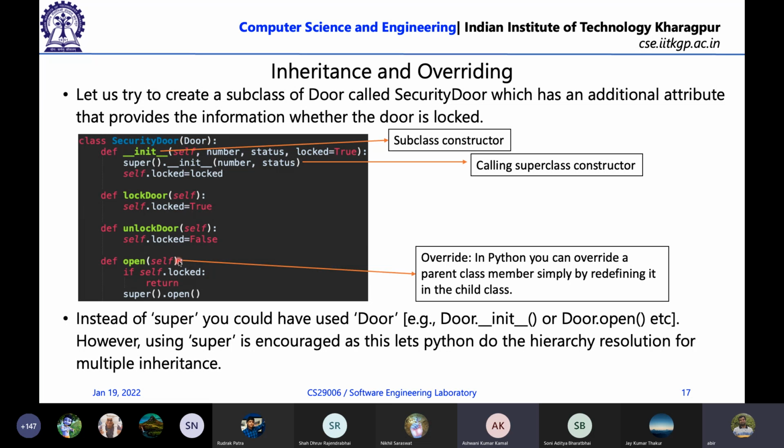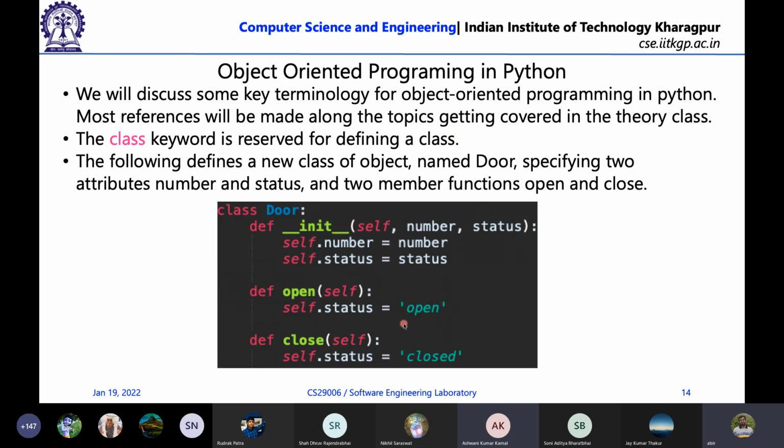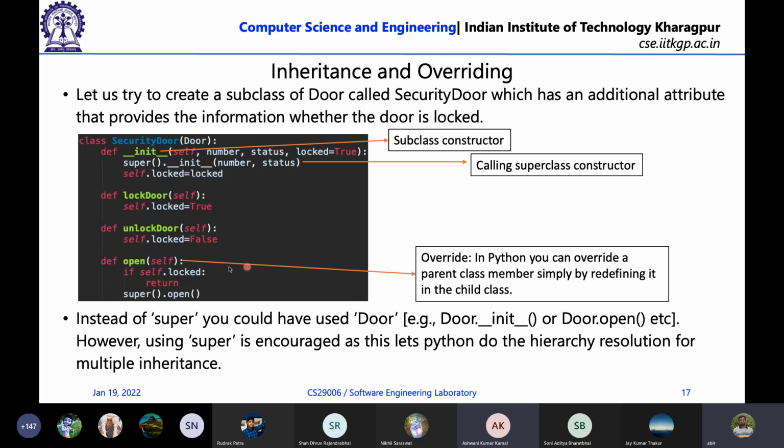Now you are overriding open, which was previously self.status is open. So if you call the method open, it will just open the door. Here what you are saying is that if it is locked, it will do nothing. So if self is locked, then it cannot open, and if it is unlocked, then you just open it. So overriding, right? So you are overriding the behavior of the same method that is defined in the parent class. So in Python you can override a parent class member simply by redefining it in the child class. So this is the syntax.